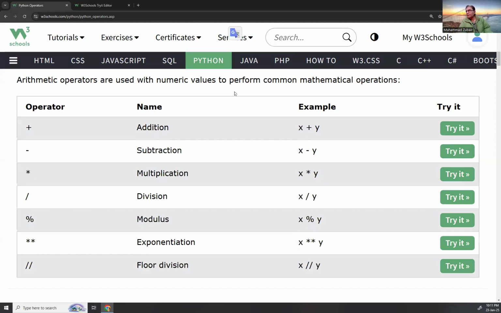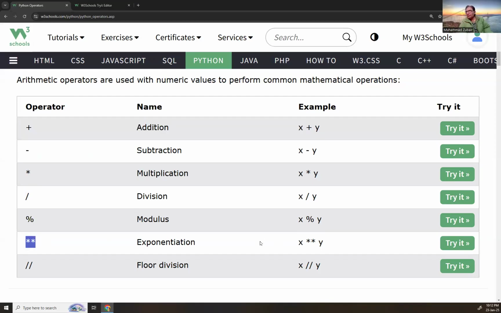So how many arithmetic operators are there, and how can we use them? As I have already told, this is very interesting. There is a plus operator, there is a subtraction operator. This is addition, this is subtraction, this is multiplication, this is division, and this is modulus. And this is exponentiation.